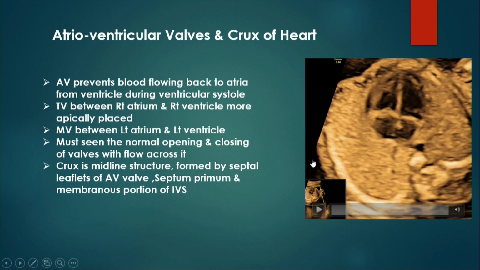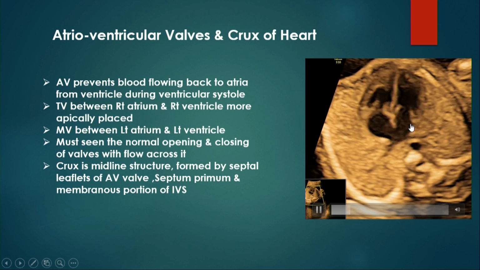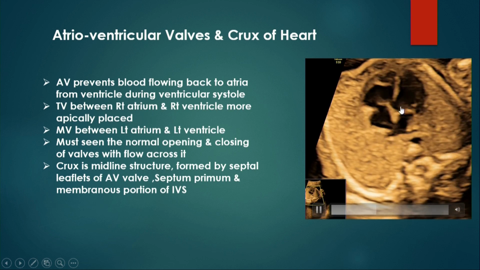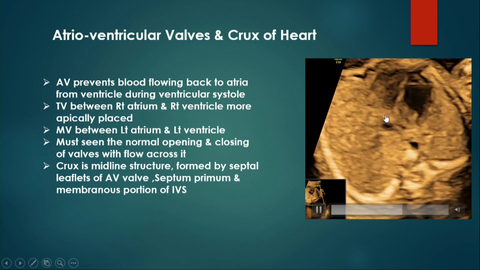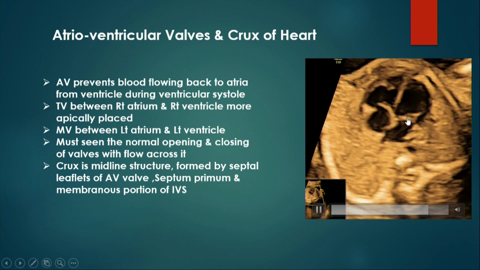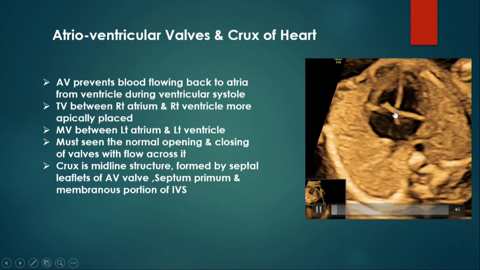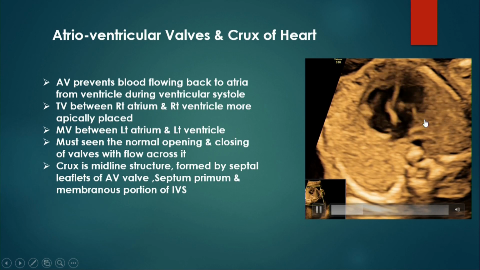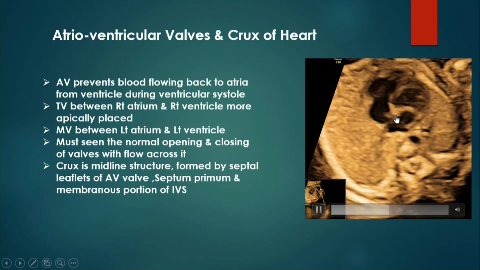4 millimeters normally. Atrioventricular valves: you must see the opening and closing of both atrioventricular valves and also the flow across both of them. The tricuspid valve is more apically placed compared to the mitral valve. This is the crux of the heart, which is formed by the membranous portion of the interventricular septum, the leaflets of both the atrioventricular valves and the septum primum of the interatrial septum.